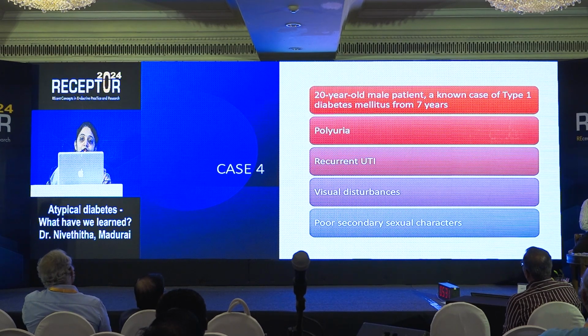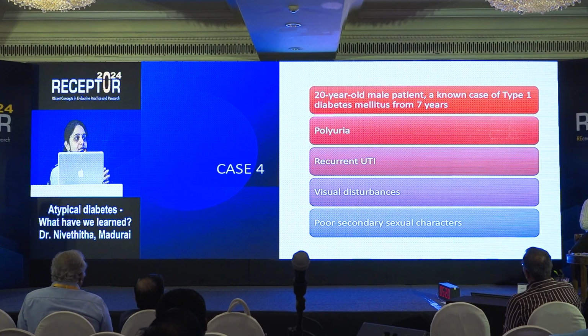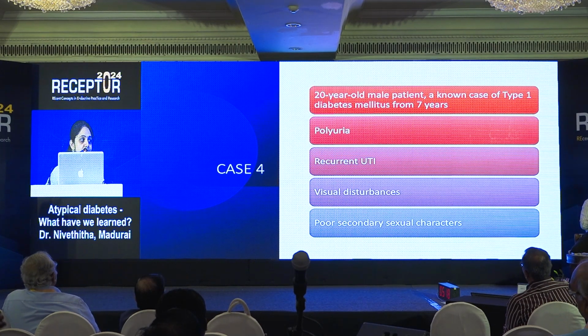So he is a 20-year-old male. This is a case which I came across during my PG period, and he was diagnosed with type 1 diabetes mellitus from 7 years of age, and now comes with polyuria, recurrent UTI, visual disturbances, and poorly developed secondary sexual characters. So what is our general opinion about this patient?